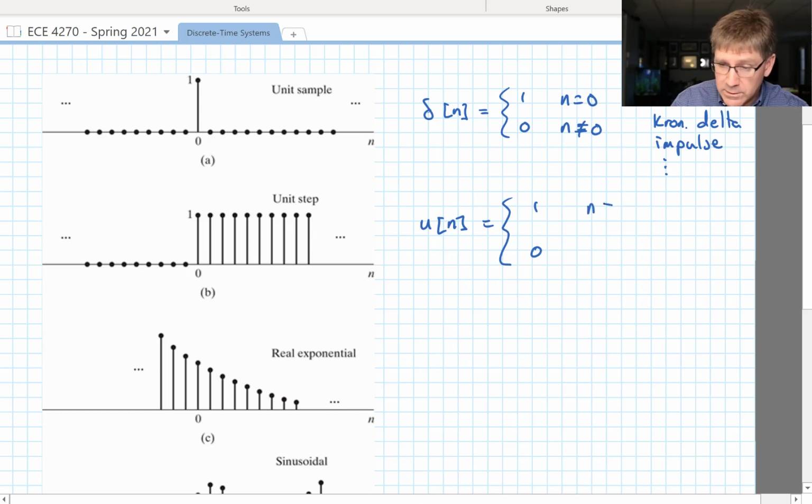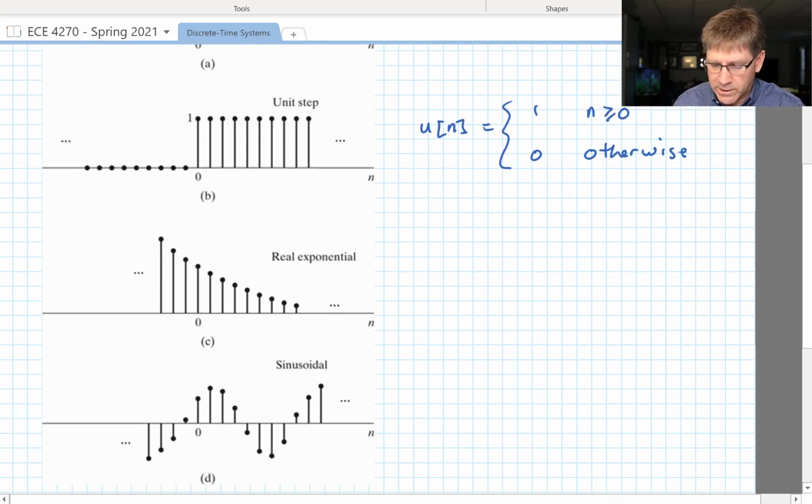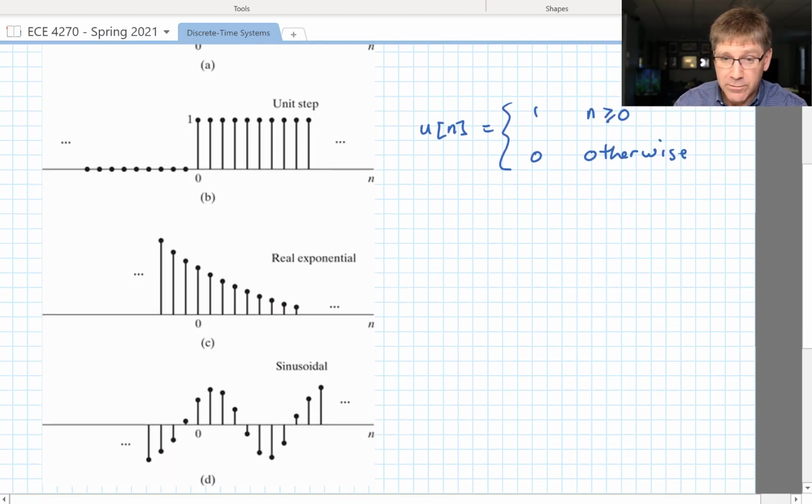The unit step, it's easy to see from the plot to the left, is 1 for n greater than or equal to 0. It's 0 everywhere else. Those two have special names. We use u for the unit step and delta for the impulse function, or delta function, or whatever you want to call it.